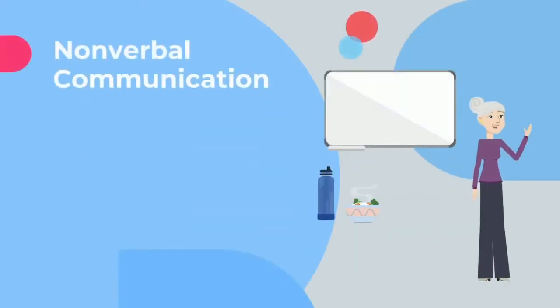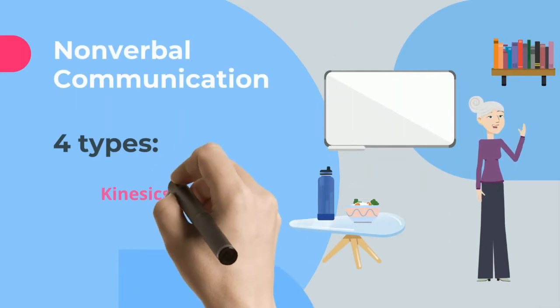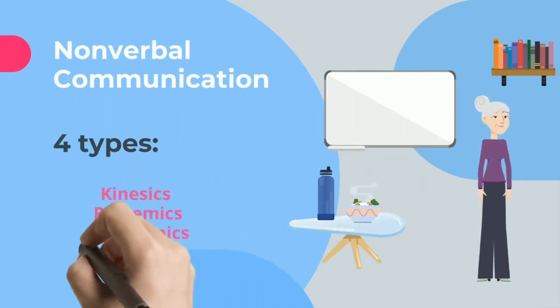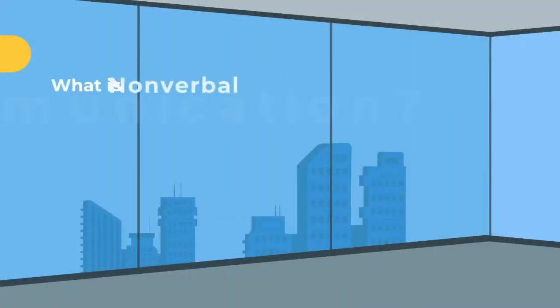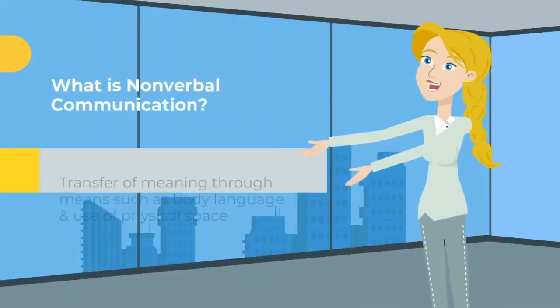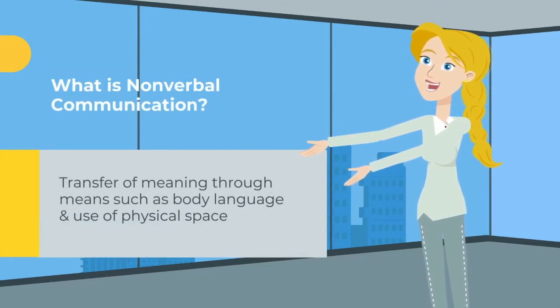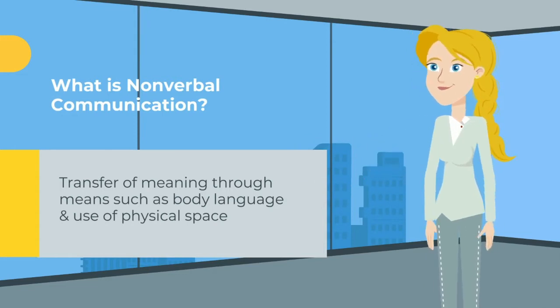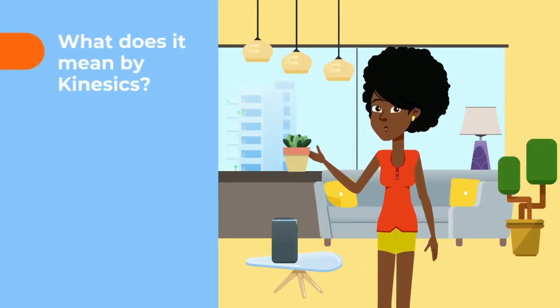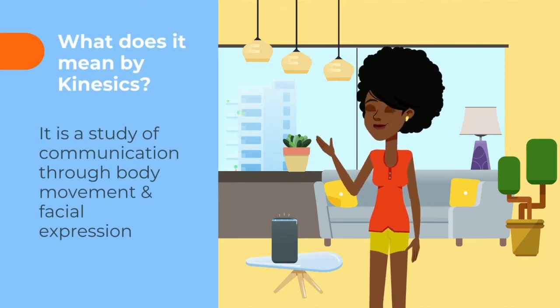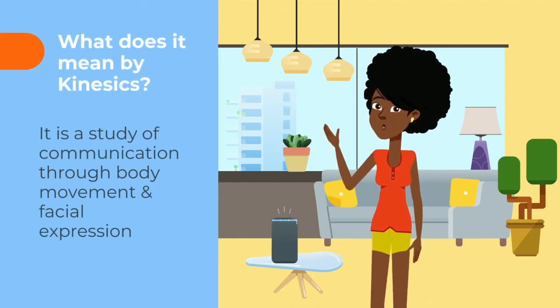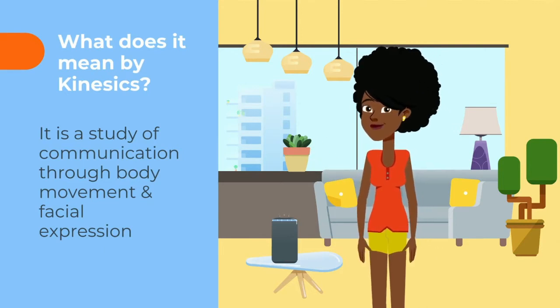Non-verbal communication. There are four types of non-verbal communication: kinesics, proxemics, chronemics, and chromatics. Non-verbal communication is the transfer of meaning through body language and use of physical space. For example, facial expression, gestures, paralinguistic, body language and postures, eye gaze, haptics, appearance, and artifact. Kinesics is a study of communication through body movement and facial expression, such as eye contact, posture, and gesture. For example, in the United States, when communicating with someone verbally, one must look the other person in the eye.